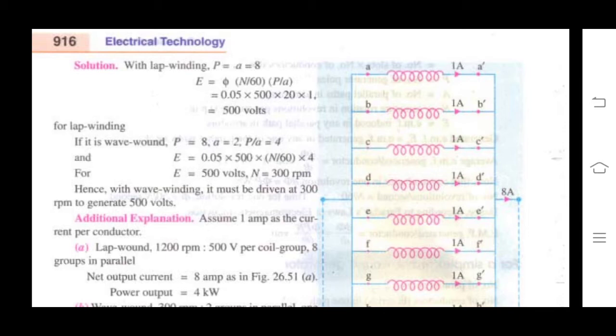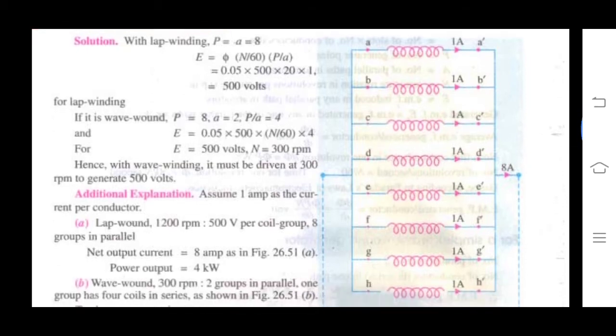E = (φ Z N / 60)(P/A). So E equal to 500 volts gives N equal to 300 RPM. Hence with the wave winding it must be driven at 300 RPM to generate 500 volts.